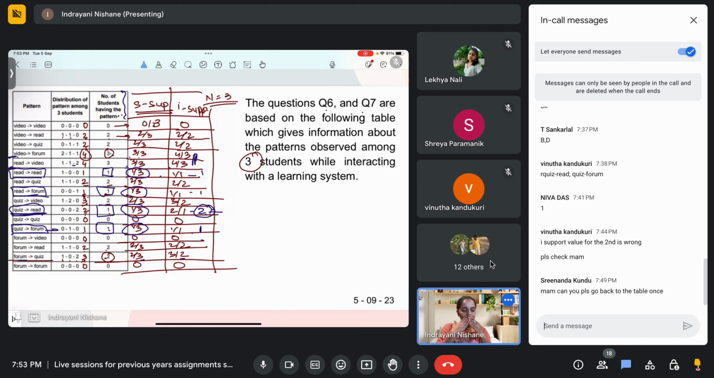If that number is also the same, then we move on to I support: within that group, how many times per student that particular pattern is getting observed. So I support is, within that group, how many times a pattern is observed per student. That frequency gives us the more frequent patterns, and more frequent means more important for our analysis.